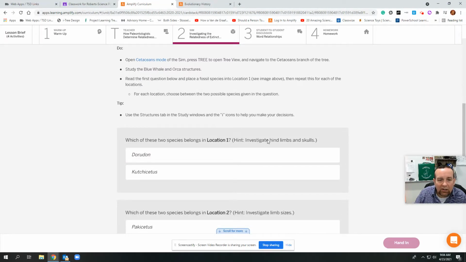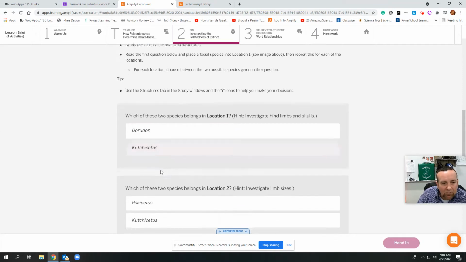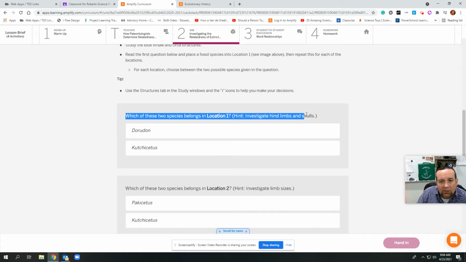But it's going to be a little easier because we're not going to go all at once. We're going to take it two at a time based on these questions in Amplify. So the first one: which of these two species belongs in location one? Investigate the limbs and skulls. Okay, so we're going to look at the Durodon and the Cuchicitus.